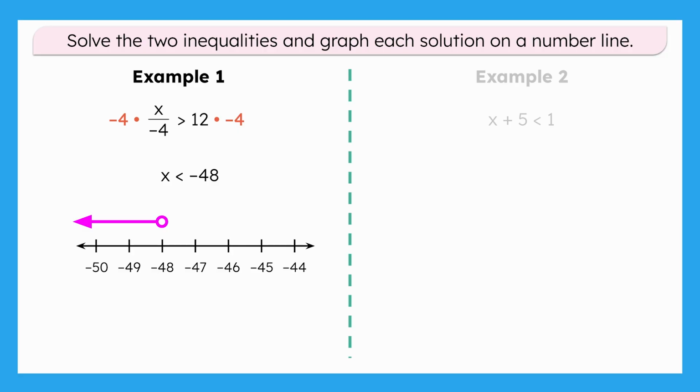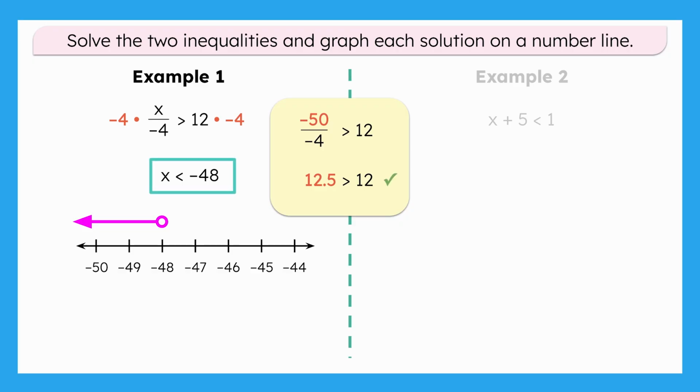If I want to test my solution, I can pick a value like negative 50 and substitute it back into the original inequality. Negative 50 divided by negative 4 is positive 12.5. 12.5 is greater than 12, so my solution is correct.